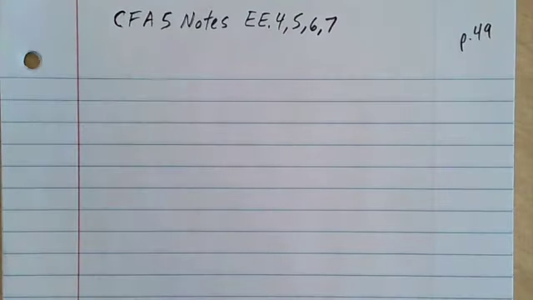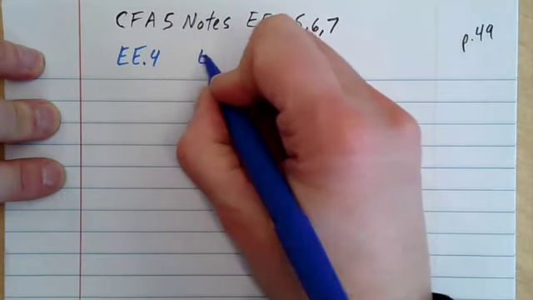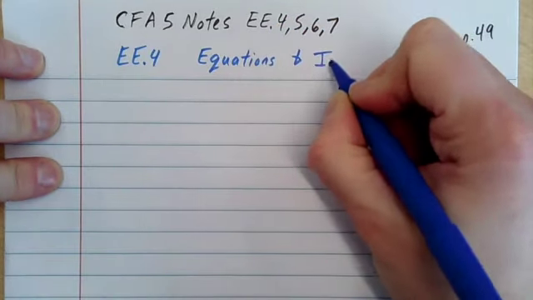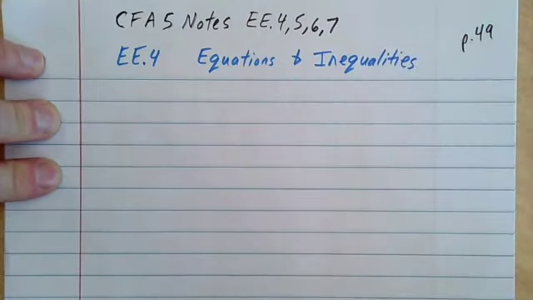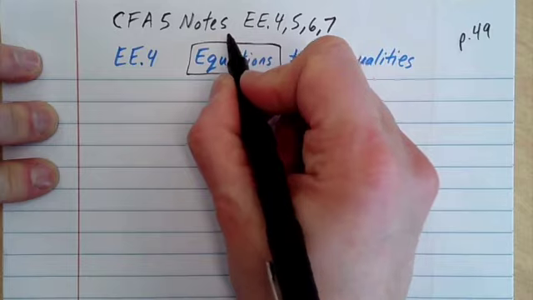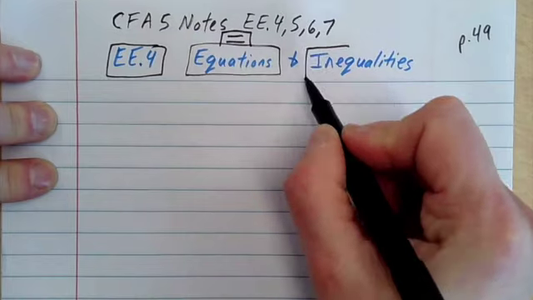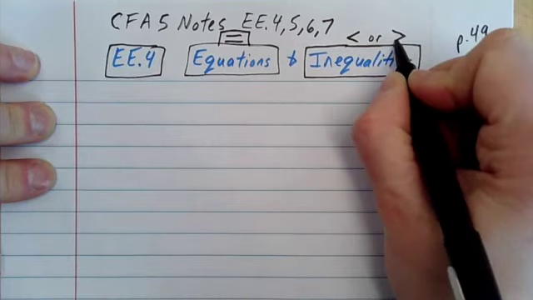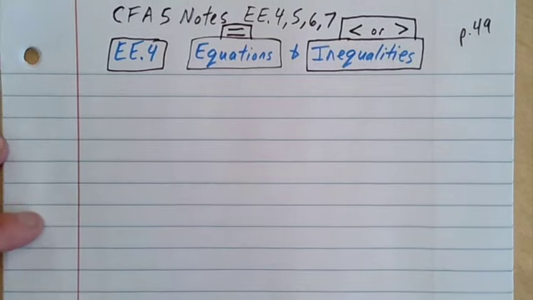So these notes in particular are going with standard EE4. This deals with equations and inequalities. Equations, if you listen to the word equation, it has to have an equal sign to be an equation. Inequalities, we've actually done these before. When we were comparing, we used the less than or the greater than sign for inequalities. So it just depends on which one they ask for, which one they're wanting you to write.